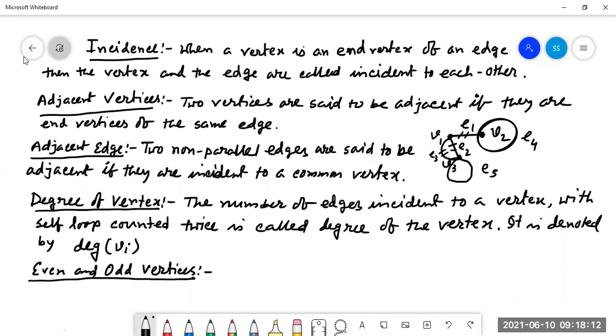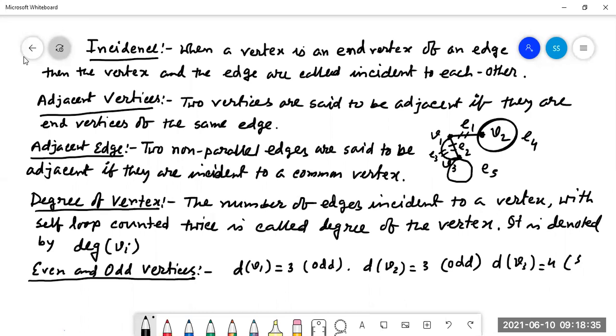Here we can write that degree of V1 is equal to 1, 2, 3. That is odd. Degree of V2 is equal to 3. So it is also odd. But degree of V3 is equal to 4. So it is an even vertex. So you can write this.